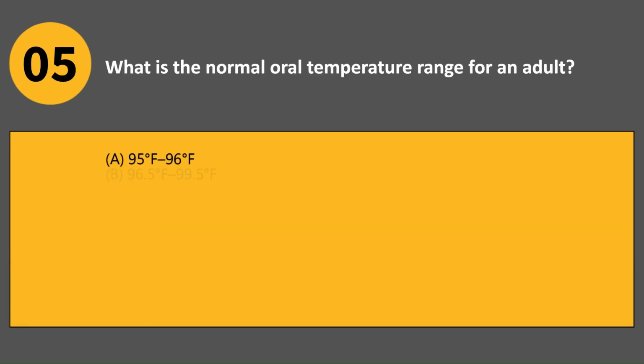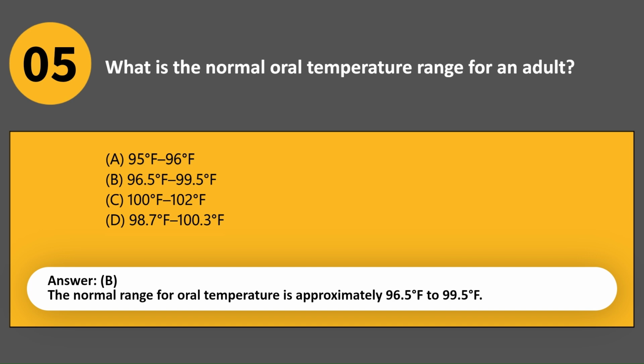What is the normal oral temperature range for an adult? A. 95 to 96 degrees Fahrenheit. B. 96.5 to 99.5 degrees Fahrenheit. C. 100 to 102 degrees Fahrenheit. D. 98.7 to 100.3 degrees Fahrenheit. Answer: B. The normal range for oral temperature is approximately 96.5 degrees Fahrenheit to 99.5 degrees Fahrenheit.